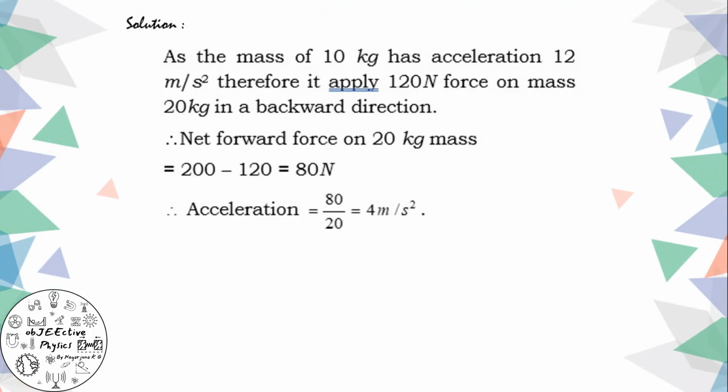Solution. As the mass of 10 kg has acceleration 12 meters per second square, it applies 120 newton force on the 20 kg mass in a backward direction. Therefore, net forward force on the 20 kg mass is equal to 200 minus 120, that is equal to 80 newtons. Therefore, acceleration is equal to 80 by 20, equal to 4 meters per second square. 32nd question.